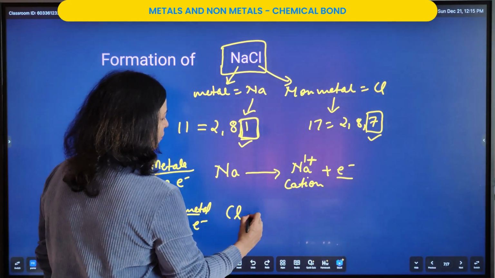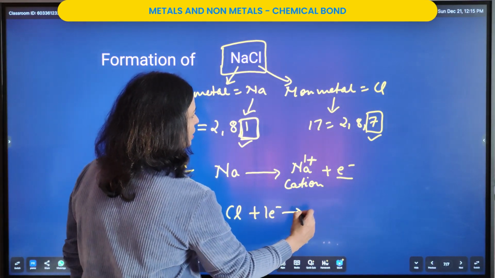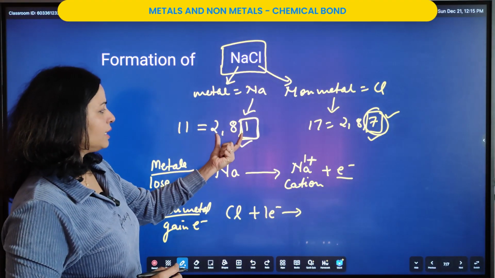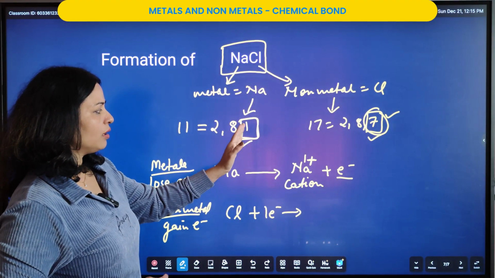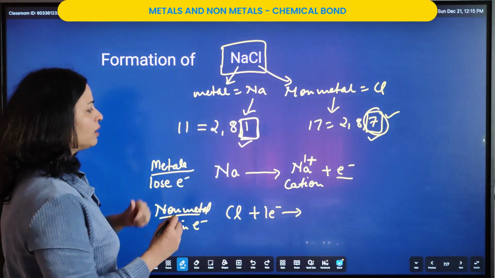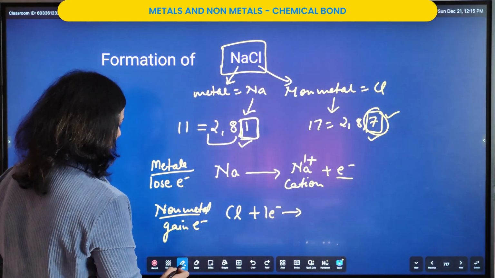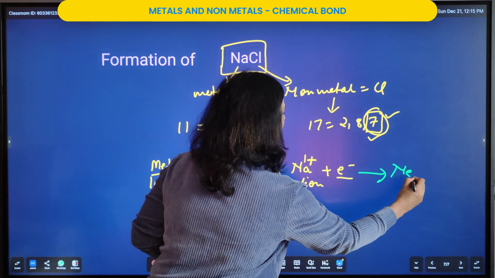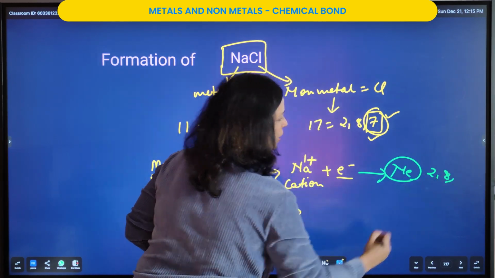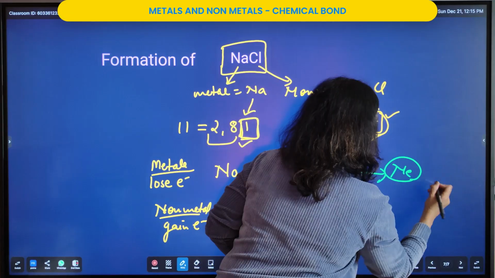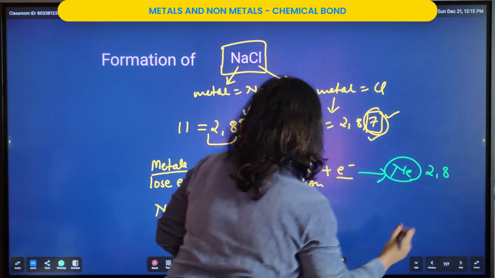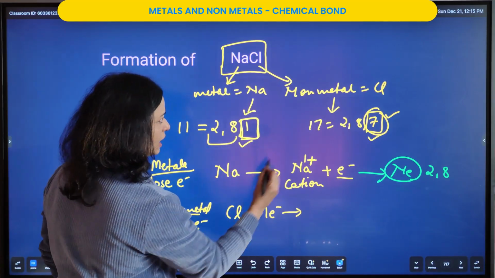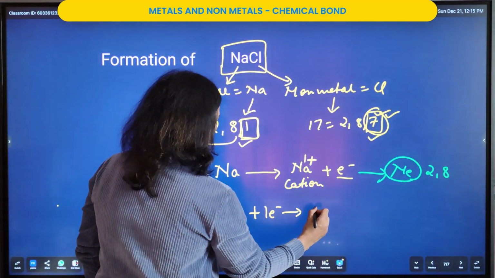Okay, so chlorine will gain 1 electron because it requires 1 to complete its octet. Sodium requires to lose this 1 electron in order to get the nearest noble gas configuration. Which configuration will it get? It will get the nearest neon configuration, that is 2,8.